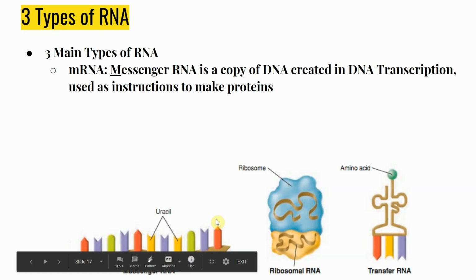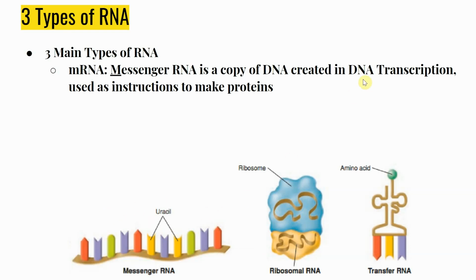So this is a picture of our mRNA down here. And it's going to look very, very similar to basically a single strand of DNA. Again, remember from that previous slide we just talked about, there are those few major differences between DNA and RNA, but mRNA is going to basically carry the information that was stored on DNA, and it's a copy of that DNA genetic code. So mRNA is our messenger RNA, and we create it during DNA transcription.